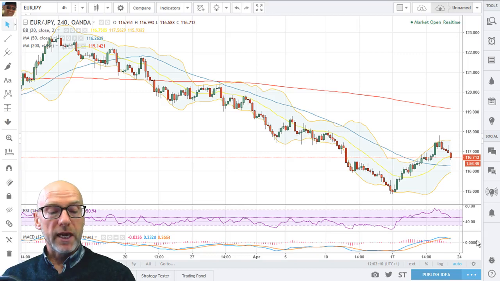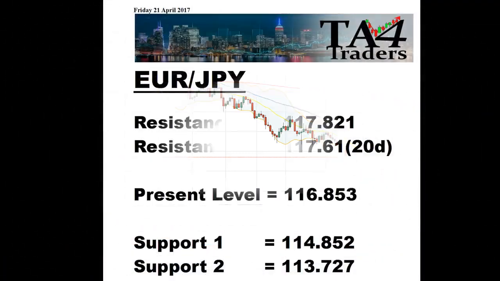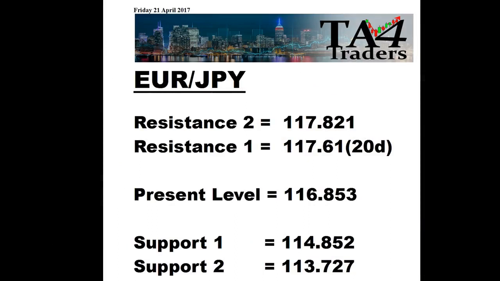And looking at the support and resistance levels, resistance at the 20-day 117.61, and then 117.821, with support at 114.852 and 113.727.